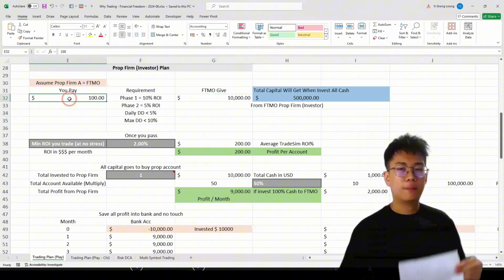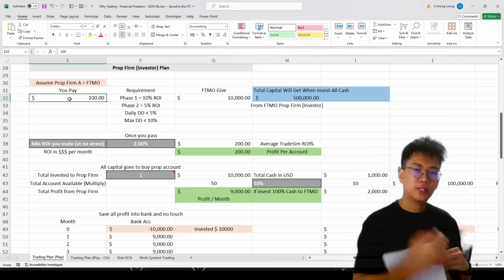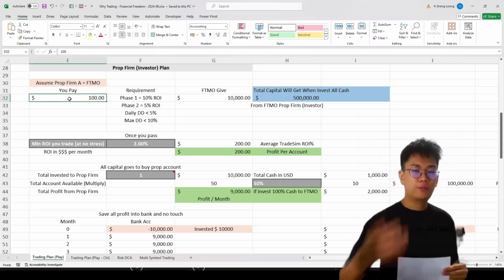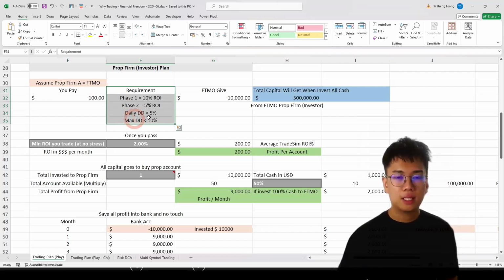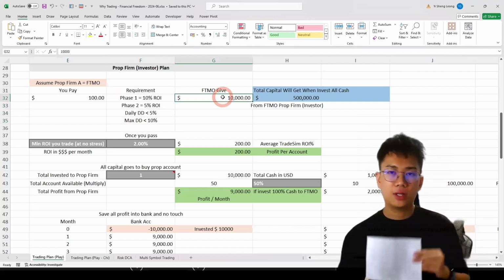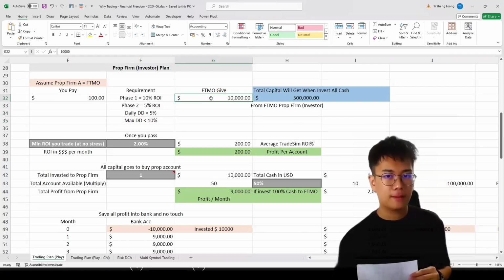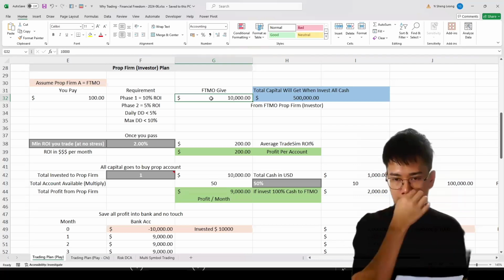Today, you put in a deposit of $100. You prove that you are good in trading. Once you've proven that you have fulfilled the requirements, they will give you $10,000 to trade. Alright? So that is the criteria.